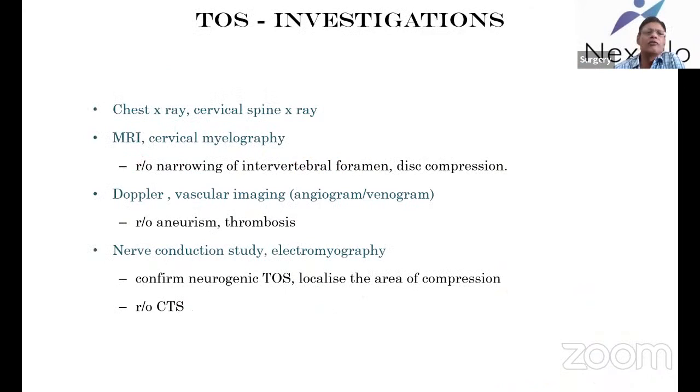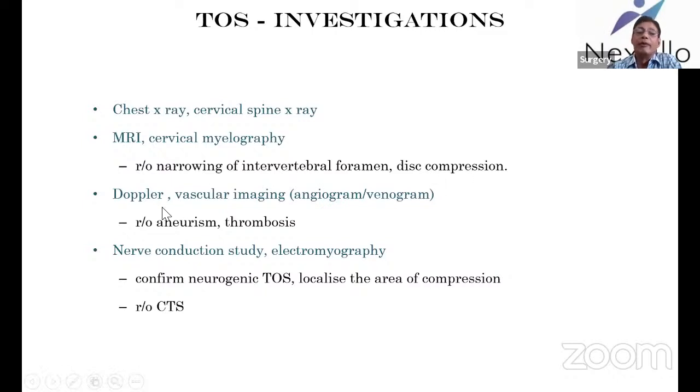The investigation involves a number of things, as we have seen that there are a number of etiologies. By far the commonest etiology is posture. We can take an X-ray over here, which may show us this cervical rib here. MRI may be done. We had seen the 3D reconstruction. Cervical myelography may be done. Now, why we are doing all of these things is to rule out the narrowing of the intervertebral foramen, or if there is a disc compression.